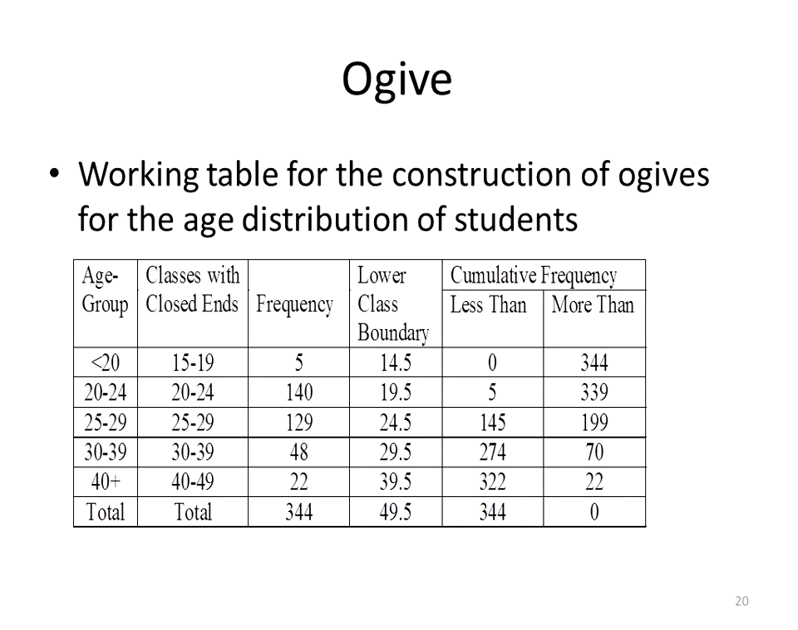Using this data, the working table for construction of the ogive for the age distribution of students. You have your age grouping, whereby you have the first three groups with a width of 5, and the last two with a width of 10.